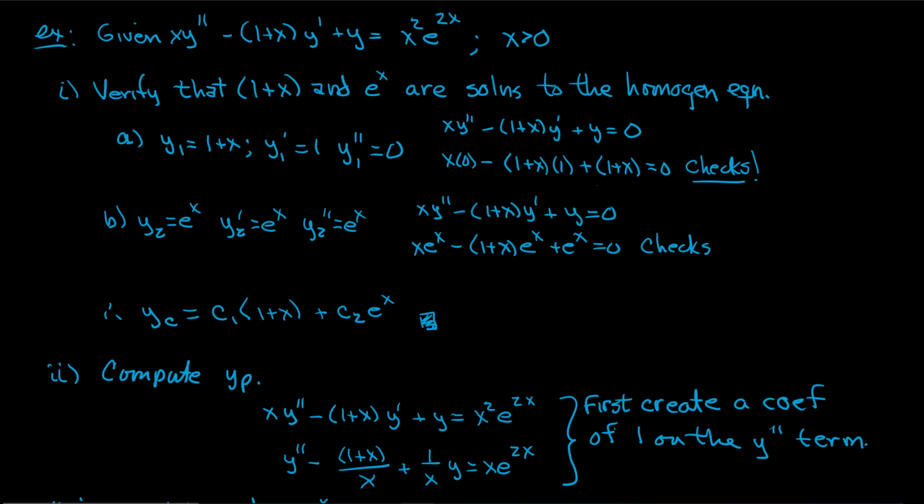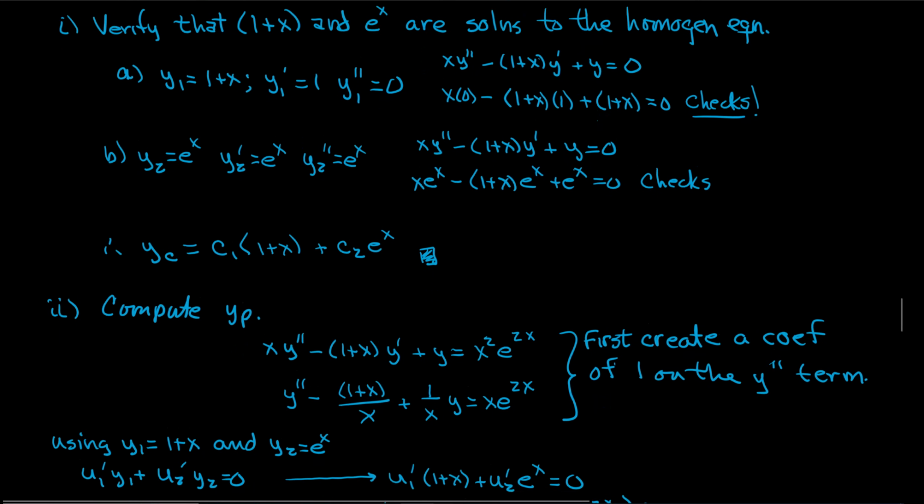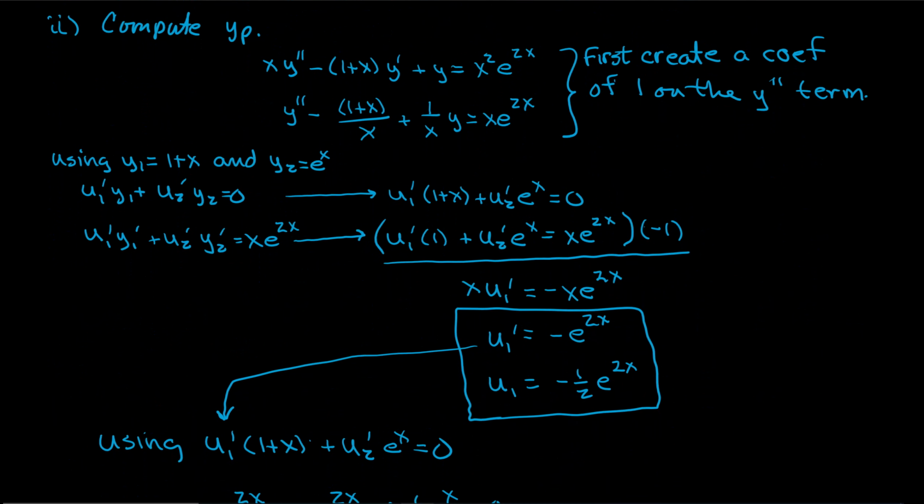Okay, so where do we go from here? We need to solve the non-homogeneous equation with the right-hand side equal to x squared e to the 2x. Well, that x squared e to the 2x wasn't exactly one of those special cases for the method of undetermined coefficients, so we can use variation of parameters here. So on to the second part, using the method of Lagrange, or variation of parameters. We're going to have our xy double prime minus (1 plus x)y prime plus y equals x squared e to the 2x.